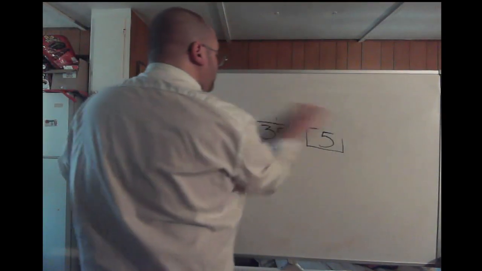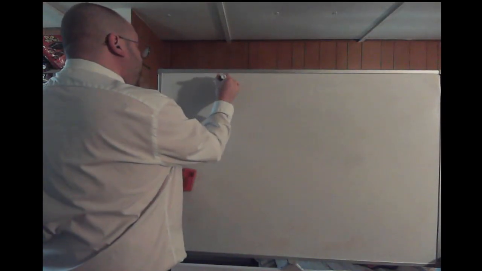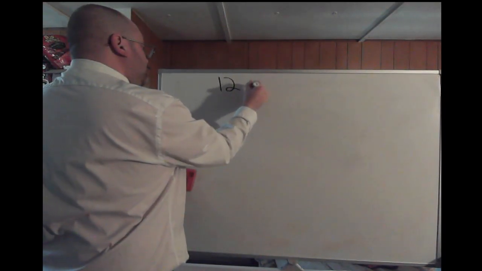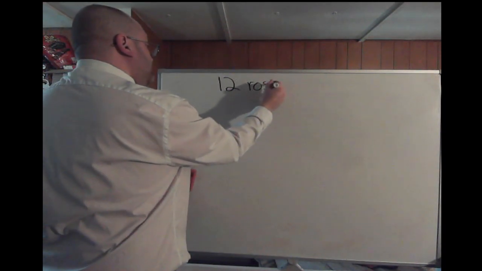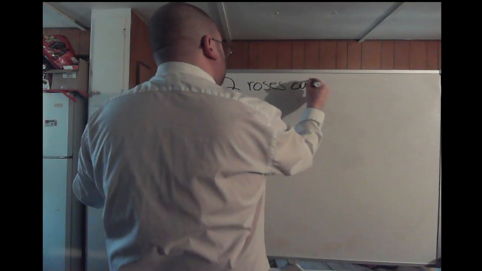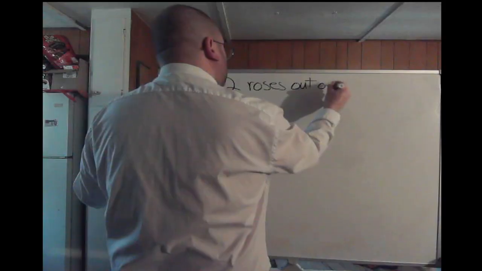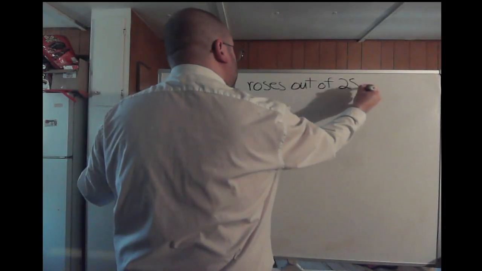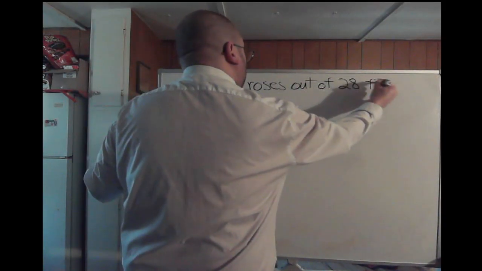So basically, you're going to treat these ratios like you would a fraction, because after all, it is actually a fraction. It's just a different way of going about it. Or you could say something like 12 roses out of 28 flowers.